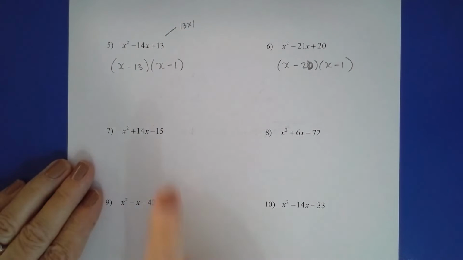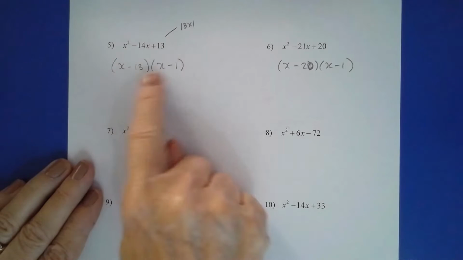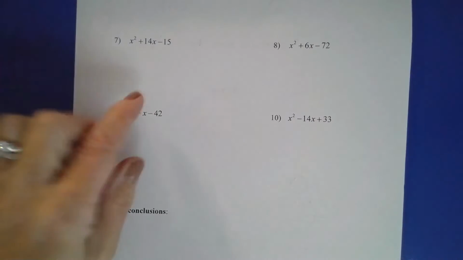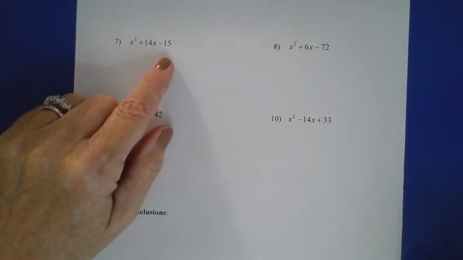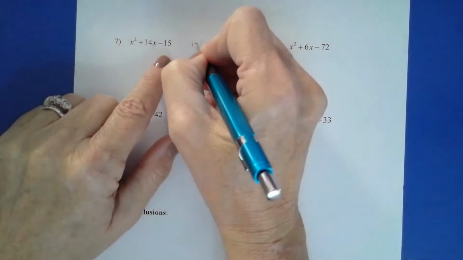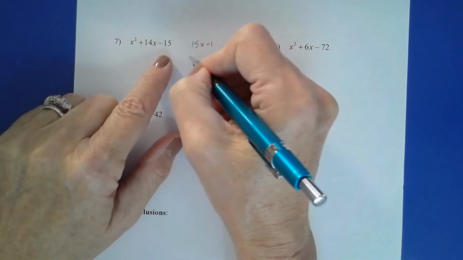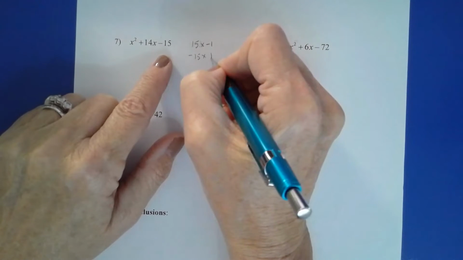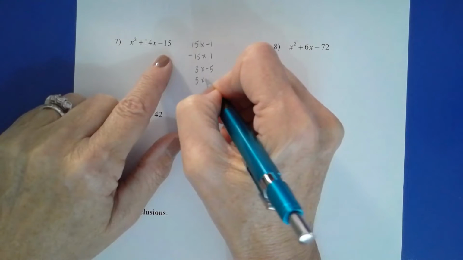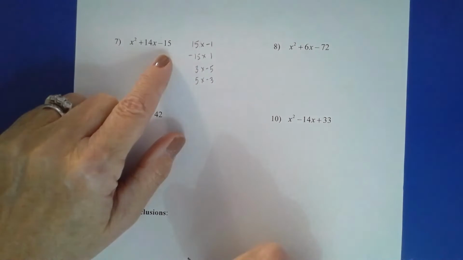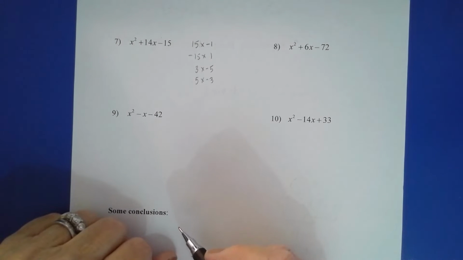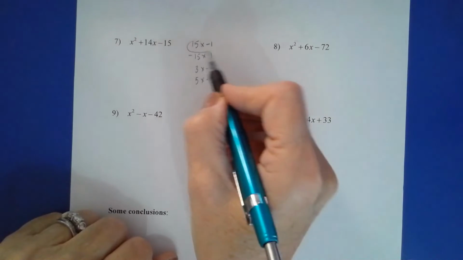Okay, so don't discount that it could be 13 times 1 or 20 times 1. Now we'll go down here. I need two things that multiply to negative 15. So it could be 15 times negative 1, or negative 15 times positive 1, or 3 times negative 5, or 5 times negative 3. Could be any of those things. Which ones of them add to positive 14? The first one.